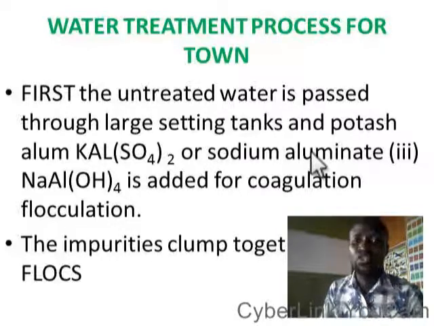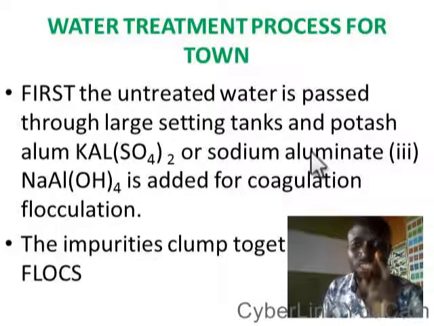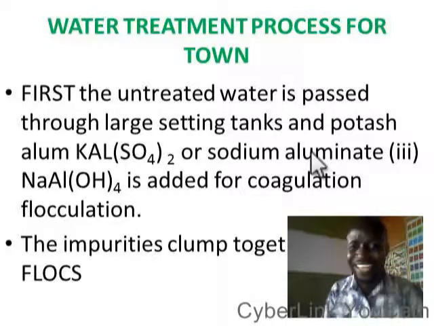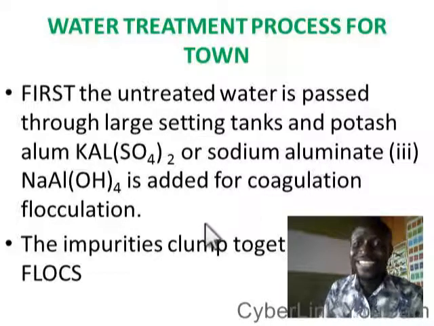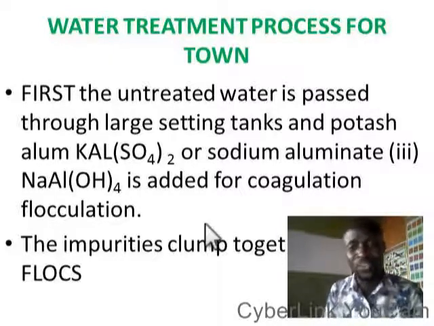Or you pass it through sodium aluminate(III). Sodium aluminate(III) is NaAl(OH)4. Can you say that? Interesting. NaAl(OH)4. Can you be faster with that? NaAl(OH)4. That's interesting. It is added for coagulation or flocculation. It's either you coagulate or you flocculate it. But the two major things, if you don't use this, you can use the other. That is why it is there.